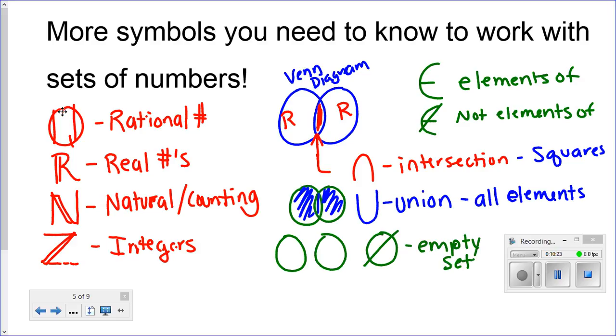And the last one: if all of one part of our information, like our whole numbers, all of our whole numbers are integers, this would be called a subset.